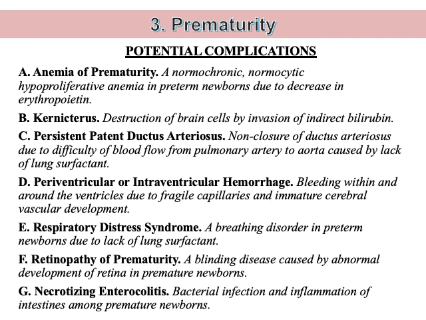Fourth is periventricular or intraventricular hemorrhage. Periventricular hemorrhage is bleeding around the ventricles of the brain, while intraventricular is bleeding within the ventricles. This is due to fragile capillaries and immature cerebral vascular development. Here, hydrocephalus may occur, and prognosis must be guarded.